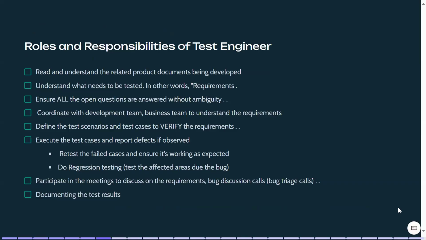Okay. So you just got a job opportunity in a software company. What are your roles and responsibilities in the company? Let's say you were hired for a test engineer role. What basically do you want to do? Any idea? Can anyone share your thoughts on this question? What are the roles and responsibilities of any test engineer?